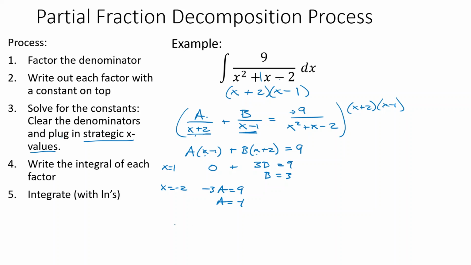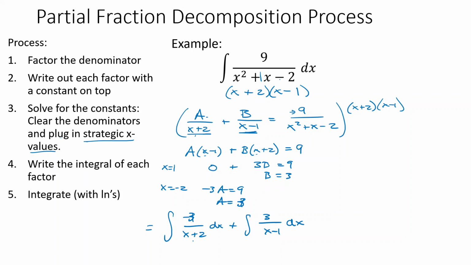So we can say that the integral is now the integral of -3 over x plus 2 dx, the a was -3, not -1, sorry, -3, plus the integral of b, which is 3 over x minus 1 dx. So this integral is equal to this. All right, again, the 3's don't make any difference on top.